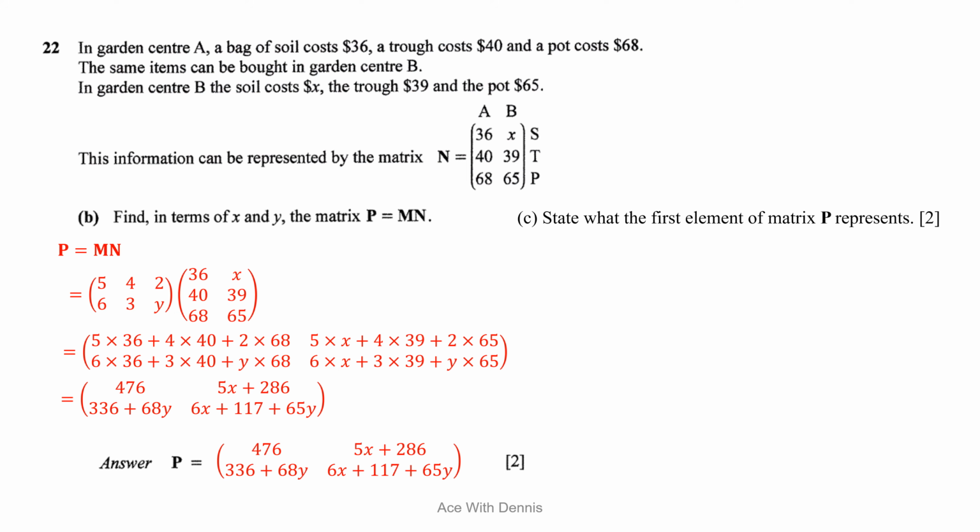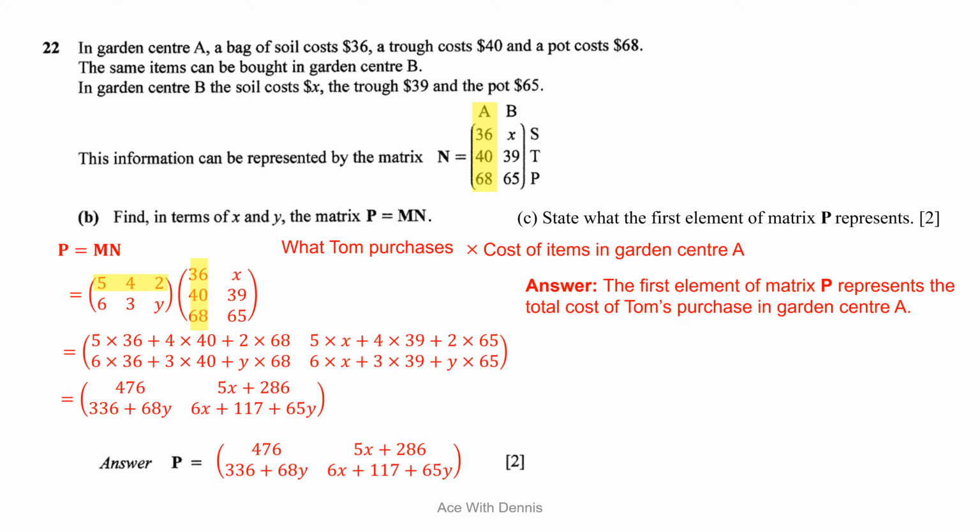C. State what the first element of matrix P represents. 2 marks. Okay, so this is the element of Mn, which is what Tom purchases. And this column, which is shown in the question, is the cost of items in garden center A. So when they multiply together, it shows the first element of matrix P represents the total cost of Tom's purchase in garden center A.